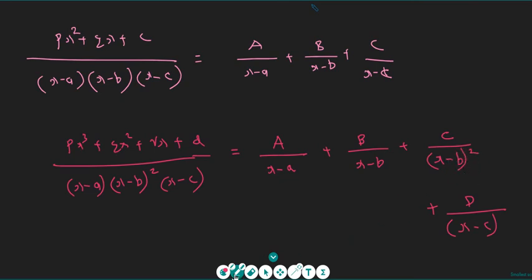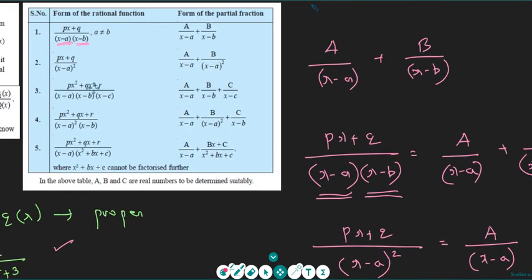Okay, good. Now let's move to the next one. Since you understood that other one, this is easy. Px squared plus qx plus r, over x minus a all square, times x minus b. So start off with x minus a, increase it by 1 by 1. So a by x minus a plus b by x minus a all square. Then the last term is c by x minus b.